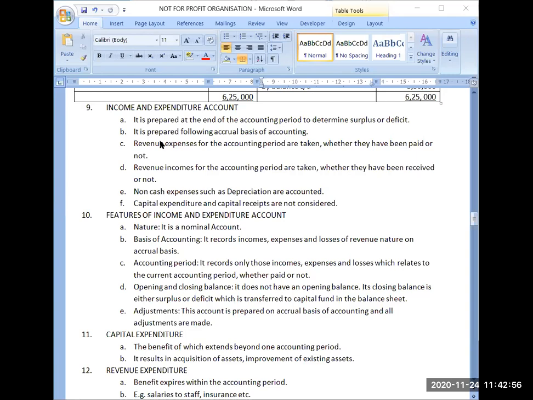Now it is prepared following accrual basis of accounting. Obviously, you will follow the accrual basis of accounting in this statement as you are following in profit and loss account also. There you are making adjustments for unrecorded transactions like outstanding expenses, prepaid expenses. These all adjustments will be done here also. Revenue expenses for the accounting period are taken whether they have been paid or not.